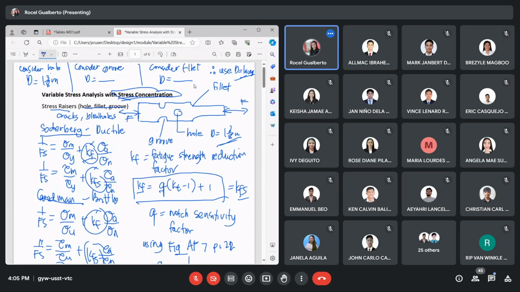Nakuha? Yes, per stress raiser po 'yun, per stress raiser. Kasi wala po tayong figure na nagba-barkadahan 'yung stress raisers. Isahan lang po. Kaya ang ating solution, isahan din po. Then you have to consider all stress raisers. So, per stress raiser, may sagot po tayo. Okay? So, 'yan po ang ating variable stress analysis with stress concentration.